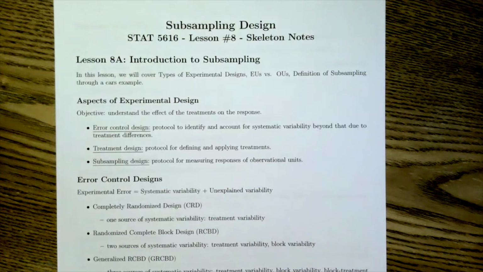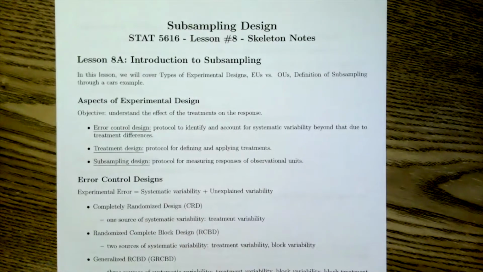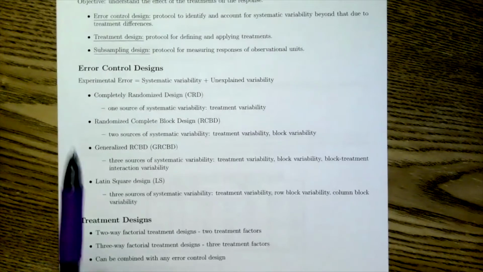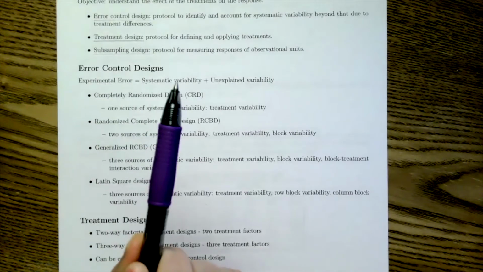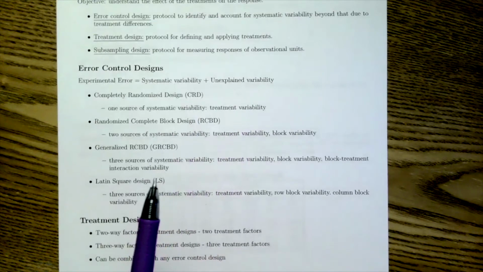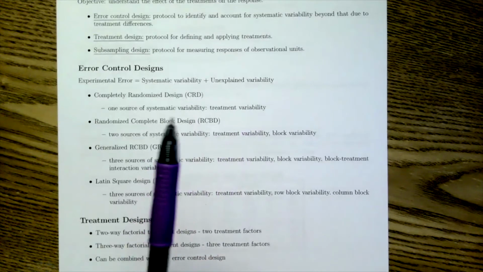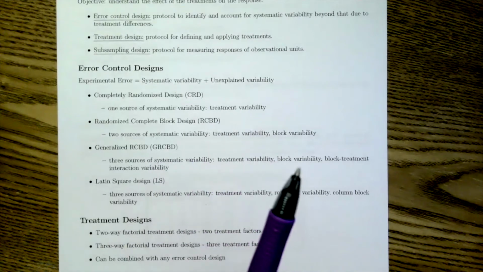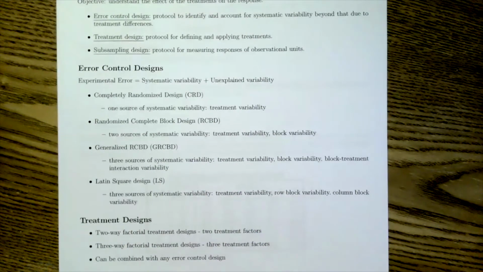So let's get started. Again, the objective of an experimental design is to understand the effect of the treatment on the response. And we've talked about error-controlled designs, which is the protocol to identify and account for systematic variability beyond that due to the treatment differences. And we've talked about that through breaking up our experimental error into systematic variability and unexplained variability through these couple designs, where our systematic variability is like our treatment variability, our block, or our interactions.